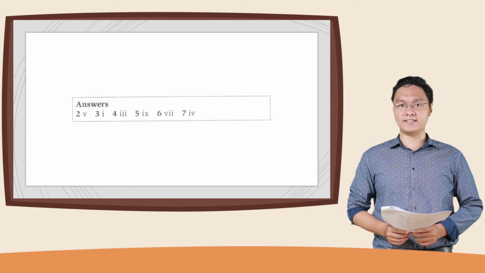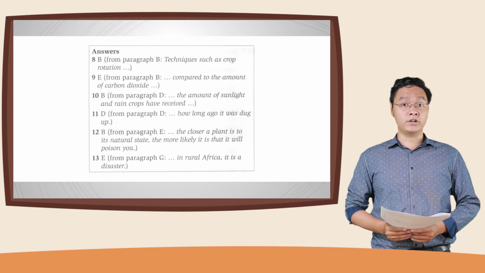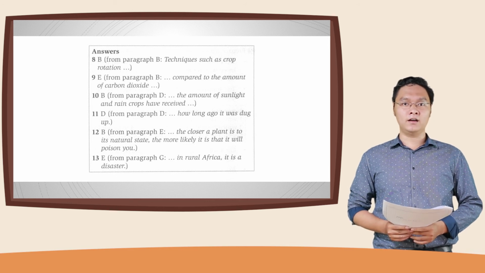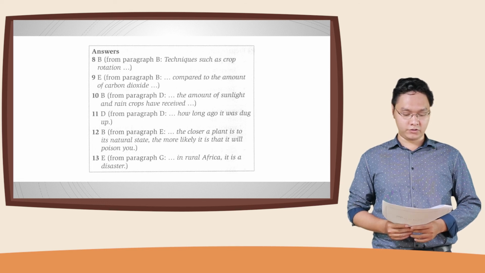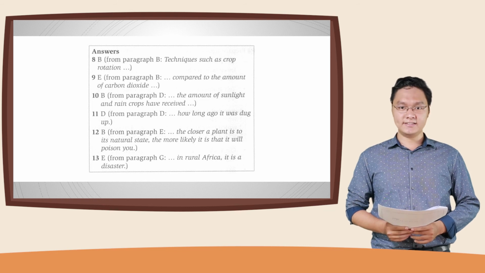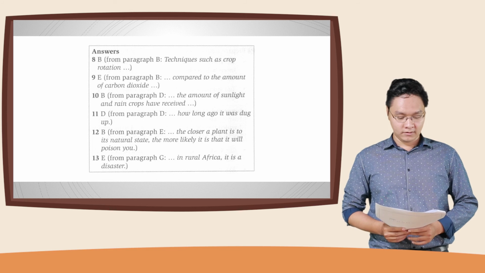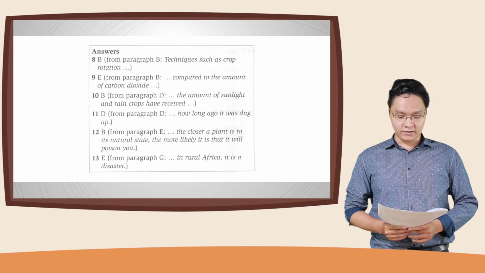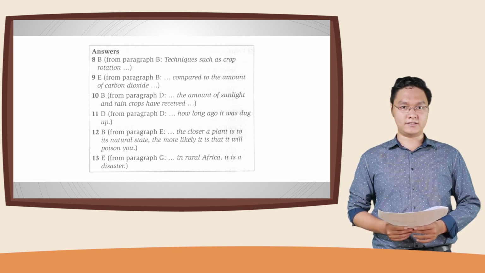How about the second task type, picking from a list? So number 8 and 9, you have B and E. To find the answer for question B, you have to look at paragraph B, the part that starts with techniques such as crop rotation, and so on. And then to answer E, you also take a look at paragraph B, and you have the part that says compared to the amount of carbon dioxide.